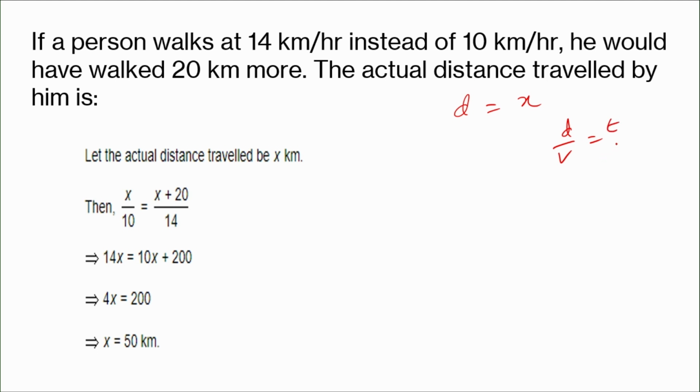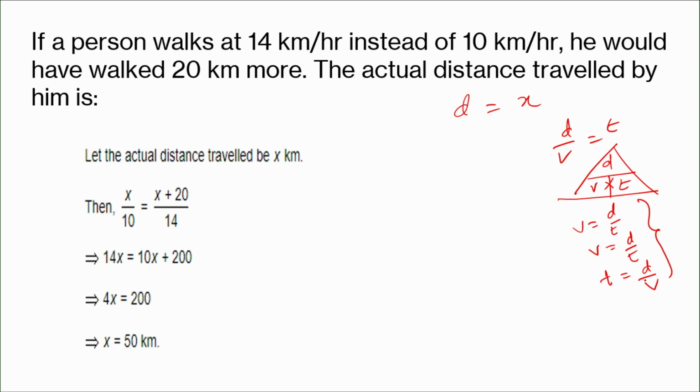is equal to t. Already I showed that a triangle: this is the distance, this one is the speed and this one is the time. Distance equal to v into t, or d by t is equal to v, correct, or v is equal to d by t, or t is equal to d by v. These are the formulas.